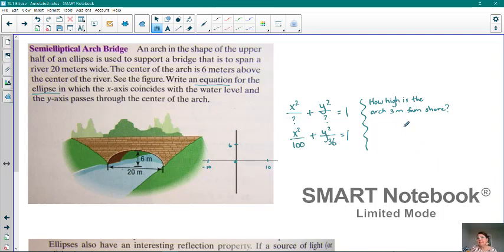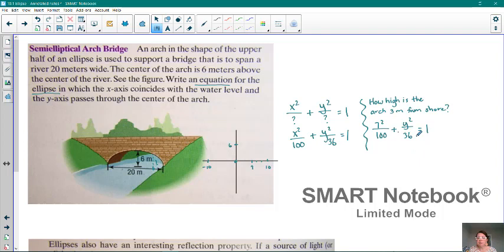Okay, they didn't ask us this, but I think they should have asked us this. How high is the arch if you're 3 meters from the shore? Let's say here's the shore, 3 meters in from here, and we want to know what that height is. If I was at 10 and I came in 3 meters, then I am at 7, right? So my x coordinate would be 7. So I can just plug in 7 for x and solve this equation for y and get what that is.